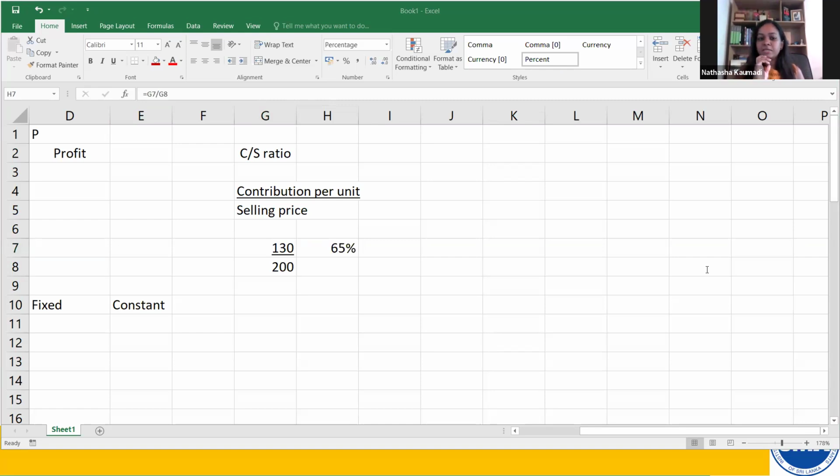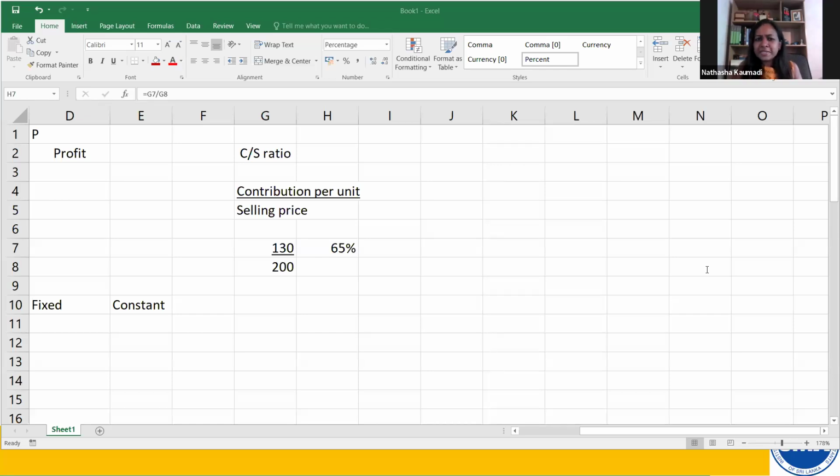What is the meaning of this? How do you interpret this CS ratio of 65%? From the revenue or from your selling price, 65% of it you can use for fixed cost covering. You can use 65% of your total revenue to cover the fixed cost. Exactly. Every 1 rupee of sales will generate 65 paise to cover fixed cost. Very correct. So that is the meaning of it.